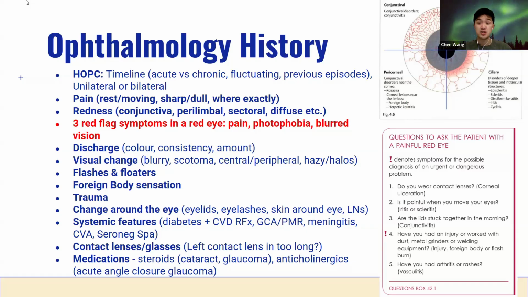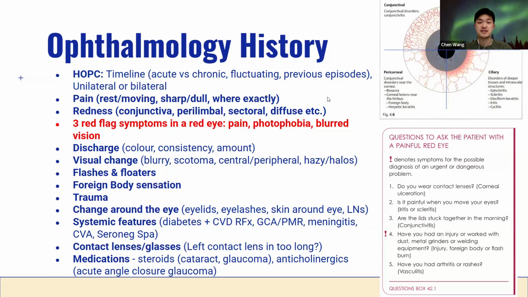In terms of redness, you really want to ask and have a look at which areas of the eye are inflamed. So is that just the conjunctiva? Is that in the perilimbal region? The limbal region is basically where the cornea joins the sclera. Another way to think about it is circumciliary; that's another way to describe perilimbal. And also whether the inflammation is sectoral, so in only one part of the eye, or diffuse across the whole eye as well.